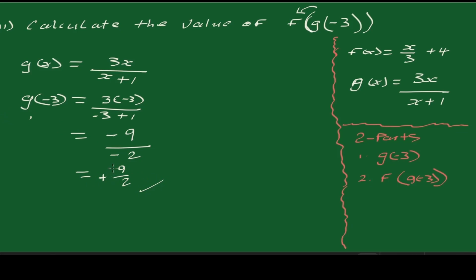Now to work out the second part of the question, fg(-3). Since g(-3) works out to be 9/2, I'm going to put that inside here, and this becomes f(9/2). And this is our function f here, x over 3 plus 4. So into the function f, I'm going to input 9/2. Wherever I see an x, I'm going to replace it with 9/2.